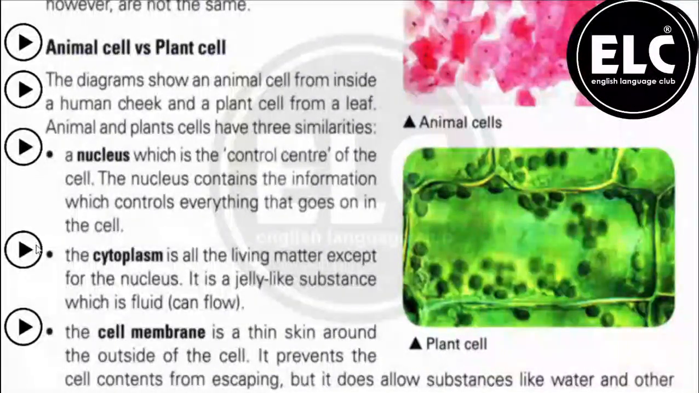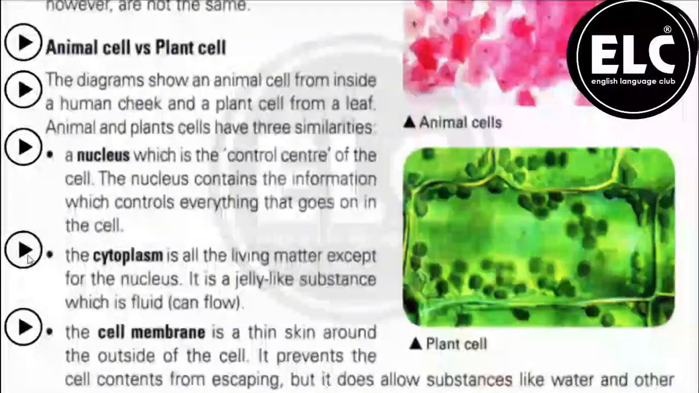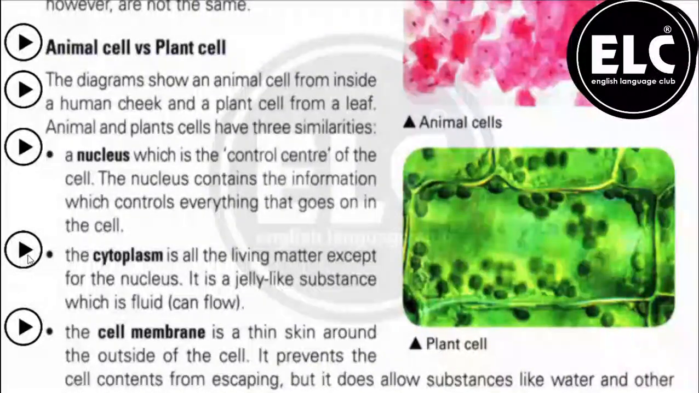A nucleus, which is the control center of the cell. The nucleus contains the information which controls everything that goes on in the cell. The cytoplasm is all the living matter except for the nucleus. It is a jelly-like substance which is fluid, can flow.